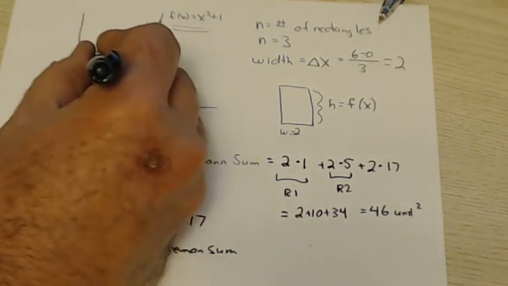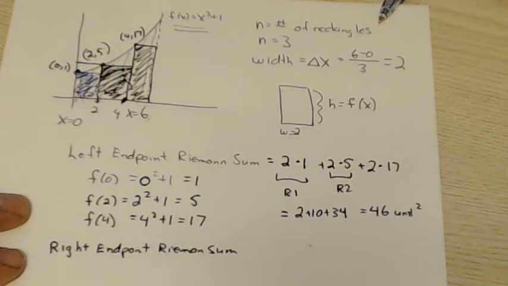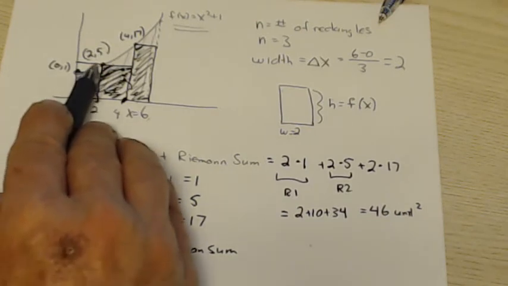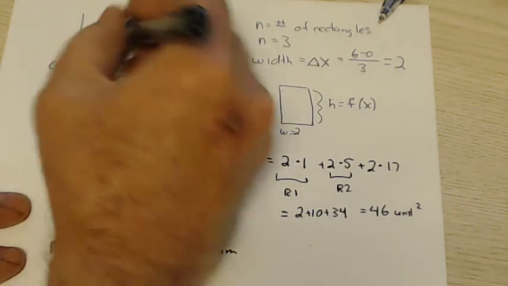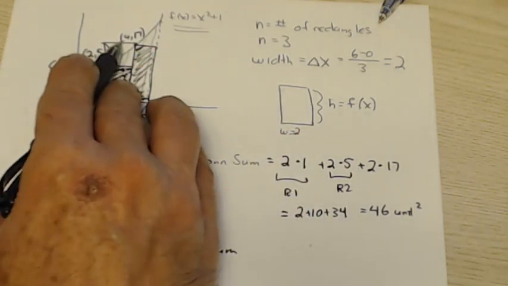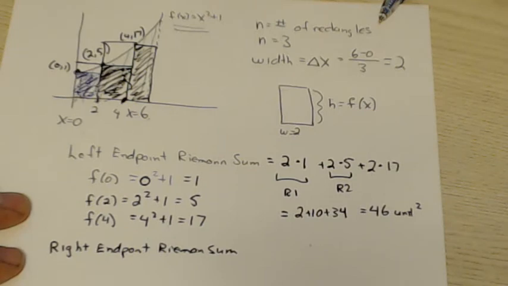So that means my first rectangle is actually going to be taller than it used to be. It's going to stretch all the way up here to y equals 5. Our second rectangle is going to stretch all the way up here to y equals 17. Notice these rectangles lie above our curve x squared plus 1. And we've already calculated those y values there.